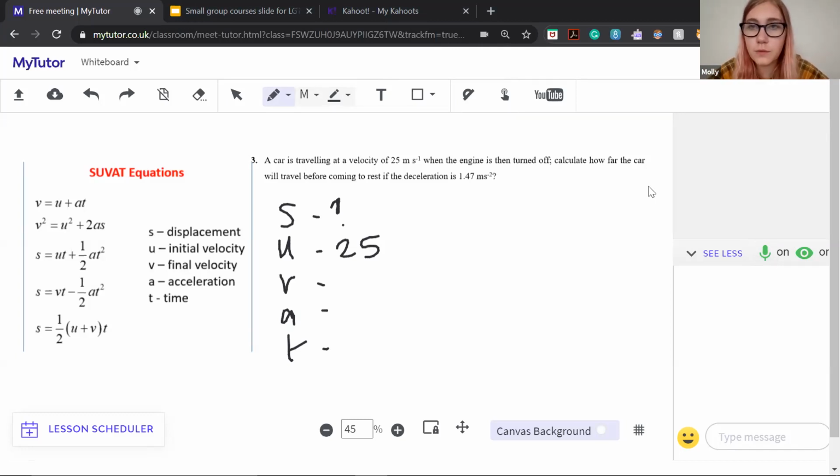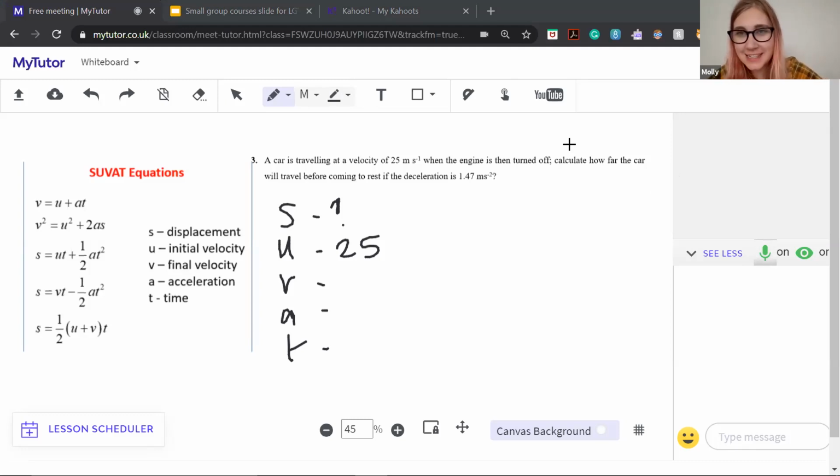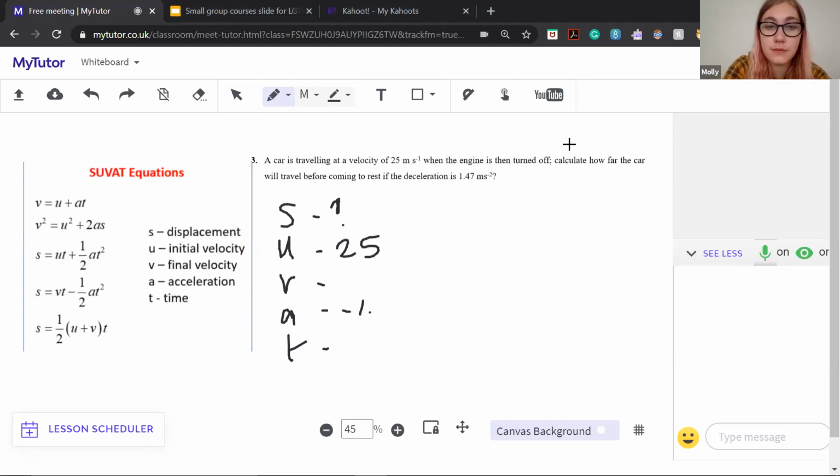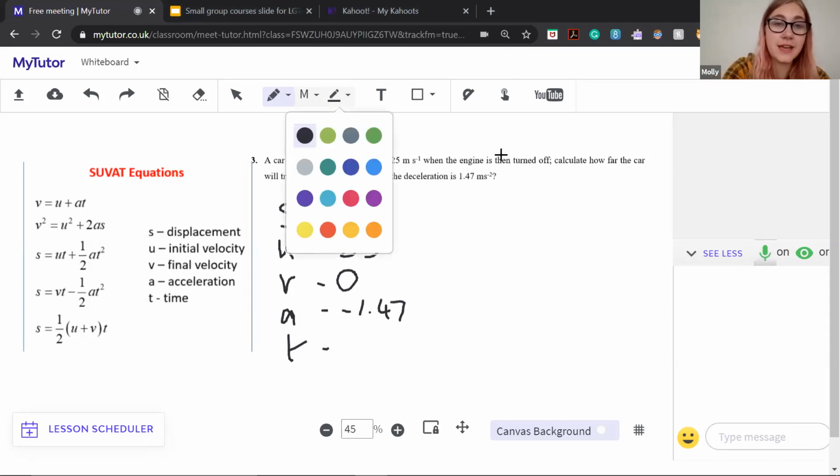So, got another message, let me just check. A is 1.47, really close. Only thing you've got to be careful of is negatives. So because it's a deceleration, A is actually negative 1.47. And the only other thing that we know is that it comes to a rest. So it finishes at 0. Just a second. Cool. So now what we have is S, U, V, and A.